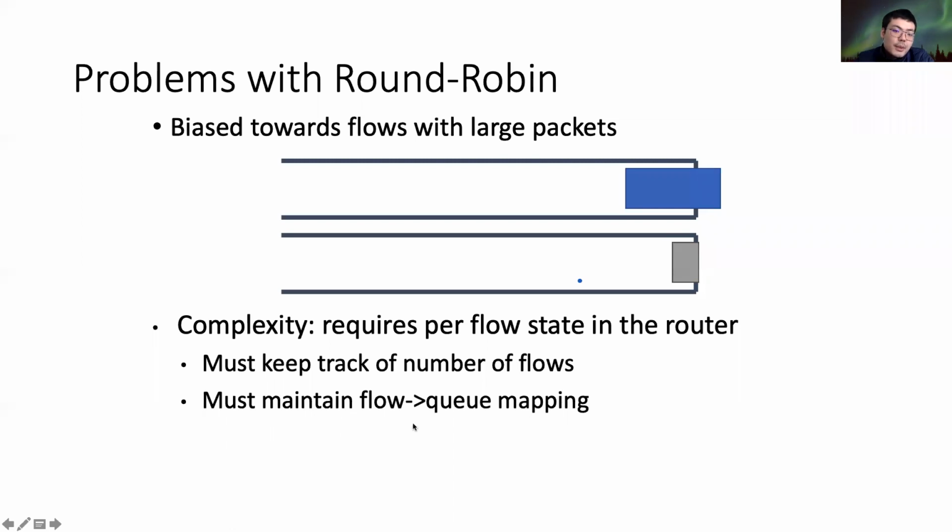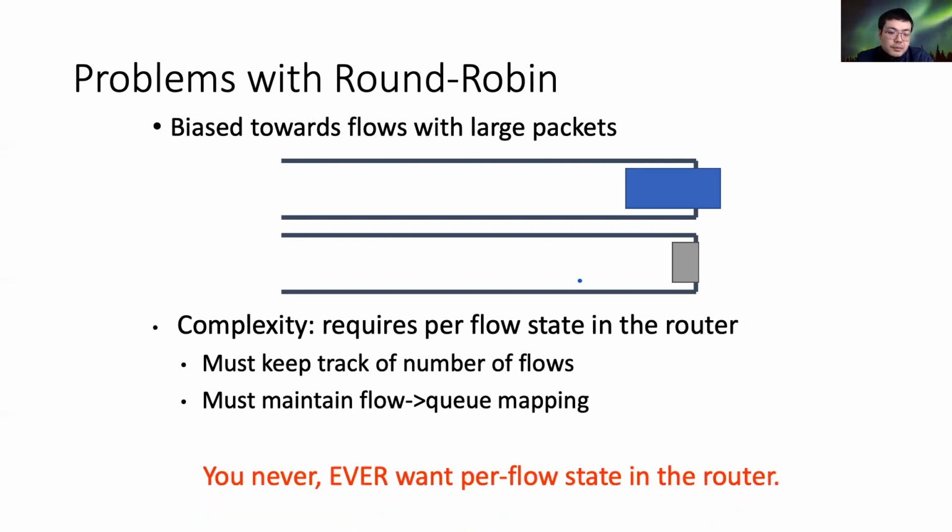You also need to maintain state, which means the flow-to-queue mapping. If you go from IP1 to IP2, with port ABC to port DEF, you should always go to this queue, not the other. So these mappings also need to be maintained at the router side, which is not realistic because we know the router is stateless. It just looks at the packet. So you don't want per-flow state in the router.